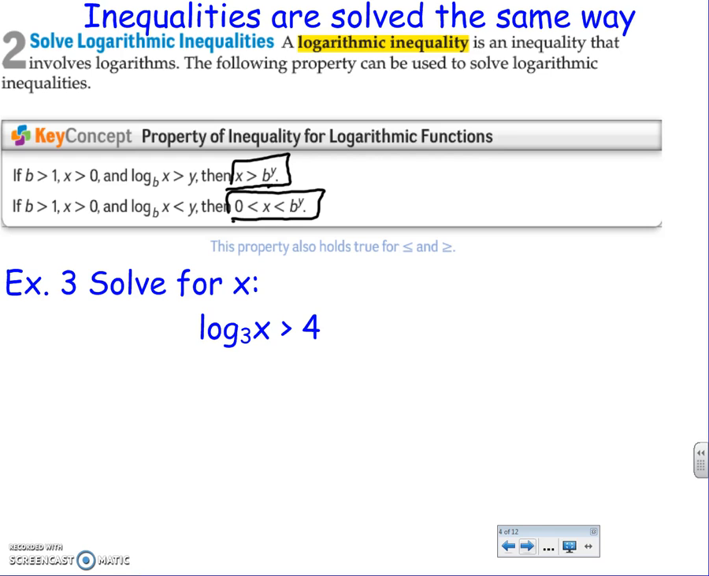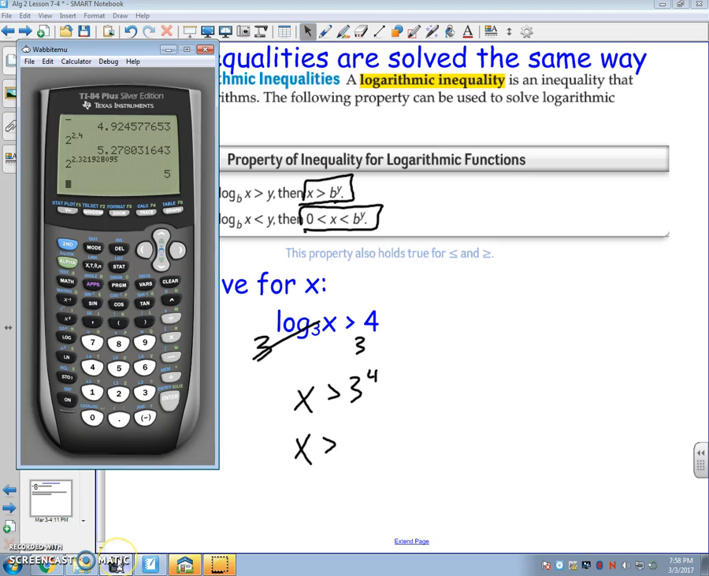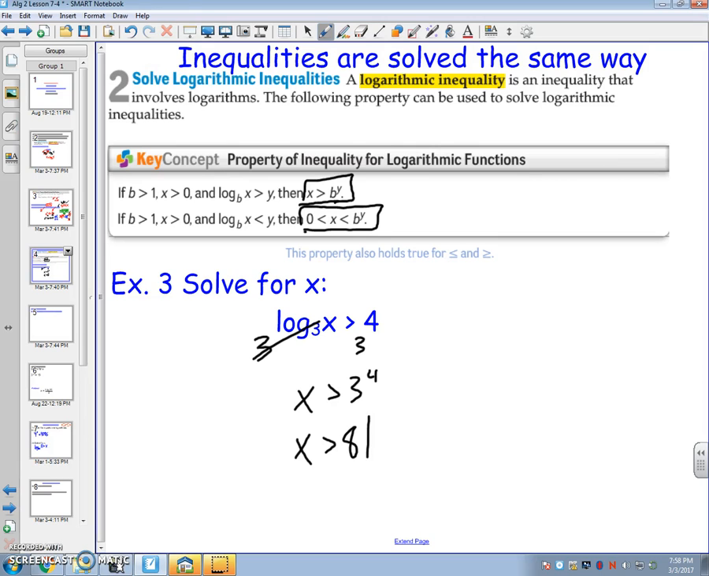Example 3, I need to get rid of the log words. I'm going to exponentiate both sides. Right, so I have x is greater than 3 to the 4th power. Now we're trying to find x, just tell me what the number is. So put in your calculator, what is 3 to the 4th power? So it's 3 times 3 times 3 times 3. 3 to the 4th power should be 81. Alright, x is bigger than 81. That's one answer, or that is the answer.